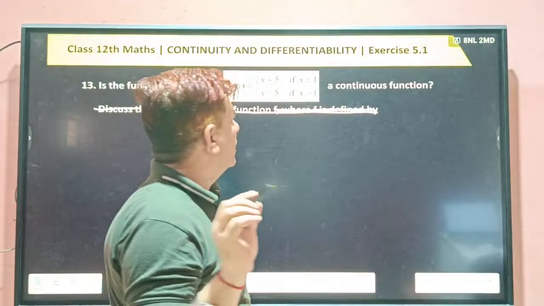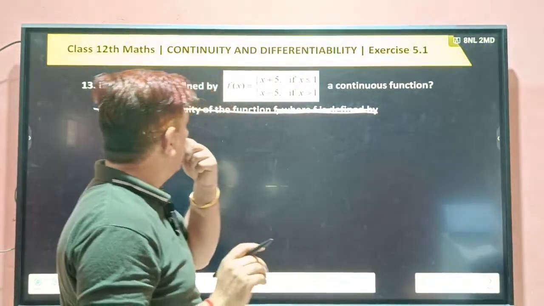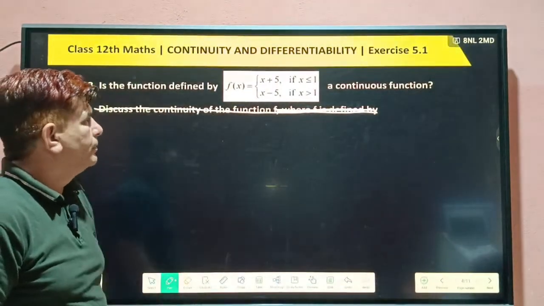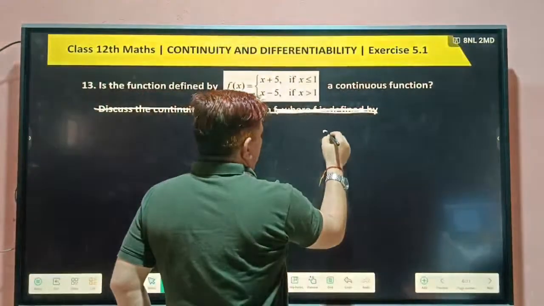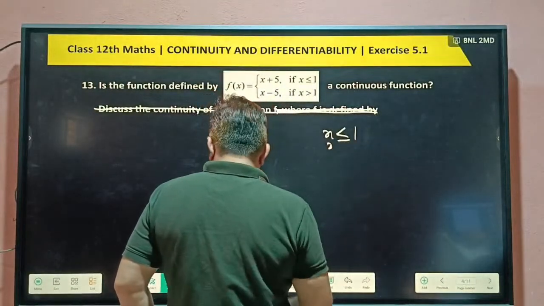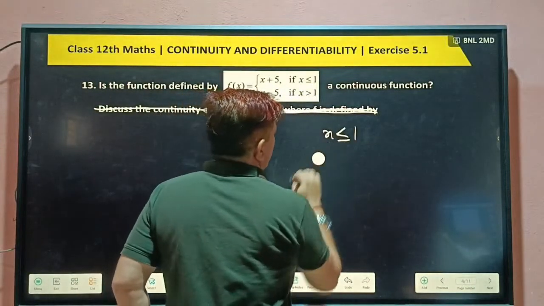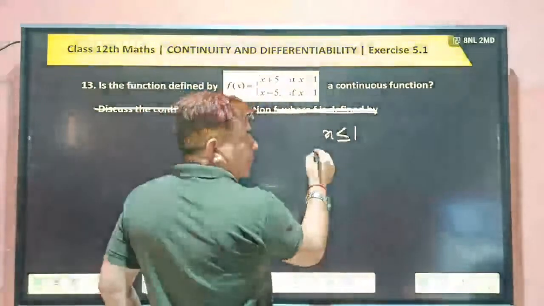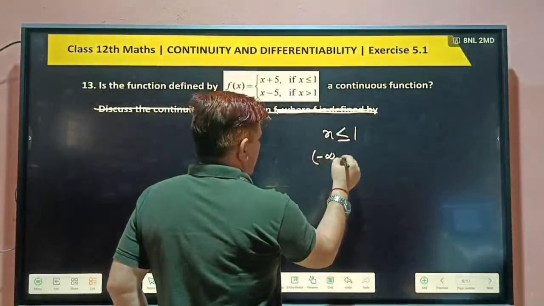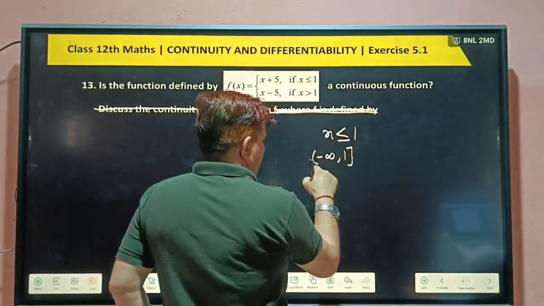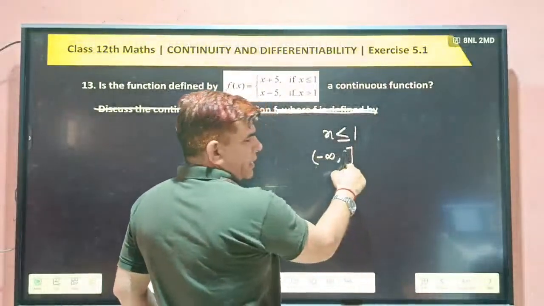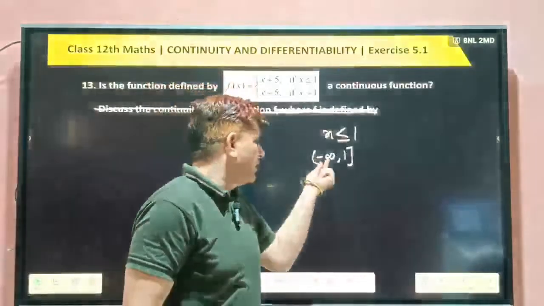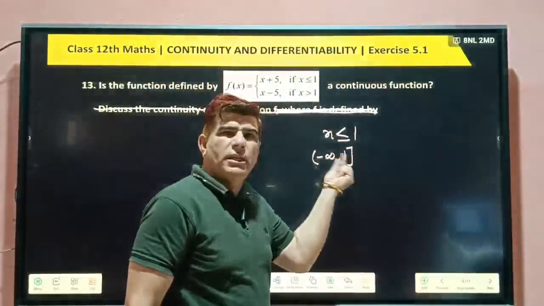Continuous. So first again what we will do? We will find out its domain. So what's given? X is less than or equal to 1. What's its domain? Domain is minus infinity to 1. From here it is open, it is a closed set, an open-closed type of set. Its meaning: minus infinity is not included in it, but 1 is included.